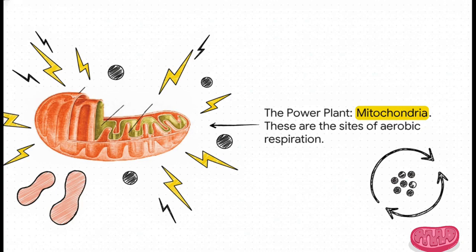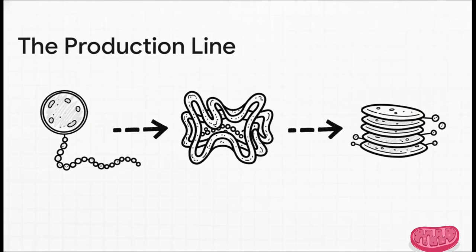How wild is that? And just like any big city, our cell has a whole production and logistics network. You've got these tiny factories called ribosomes that are constantly building proteins. Then there's the endoplasmic reticulum, or ER, which is this huge network that helps make and transport those proteins and other stuff. And finally, you have the Golgi apparatus, which is basically the cell's post office. It sorts, packages, and ships materials exactly where they need to go.